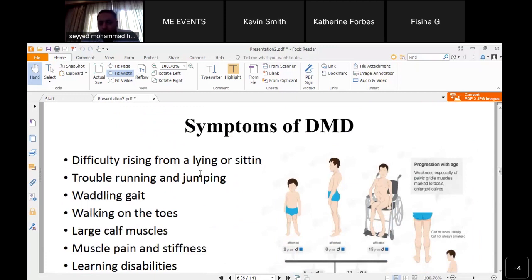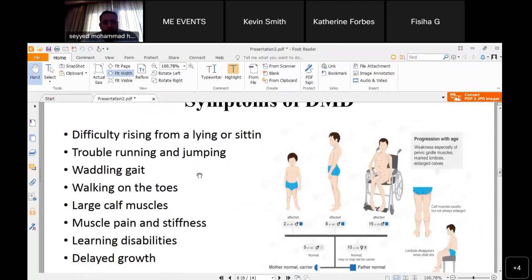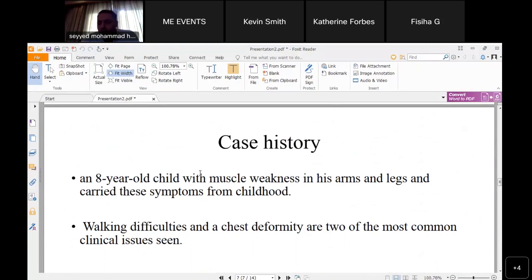Symptoms of Duchenne muscular dystrophy are difficulty rising from a lying or sitting position, trouble running and jumping, waddling gait, large calf muscles, muscle pain and stiffness, learning disabilities, and delayed growth. And now, about the case that we worked on and studied.